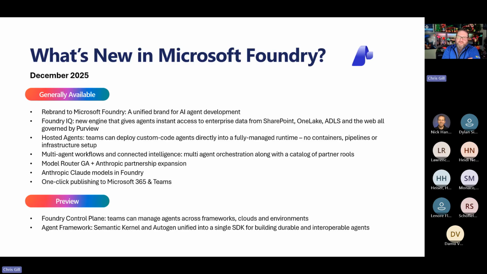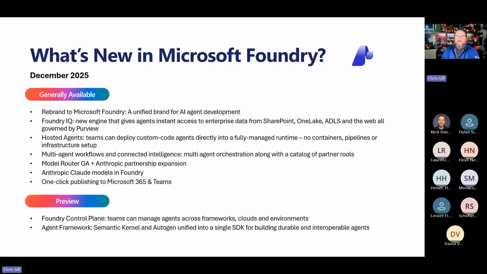Model Router GA and Anthropic, as I mentioned earlier. Anthropic was a huge announcement at Ignite. That partnership will continue to expand over time. The Claude model is also available inside of Foundry. And now what excites me is this one-click publishing to Microsoft 365 and Teams.